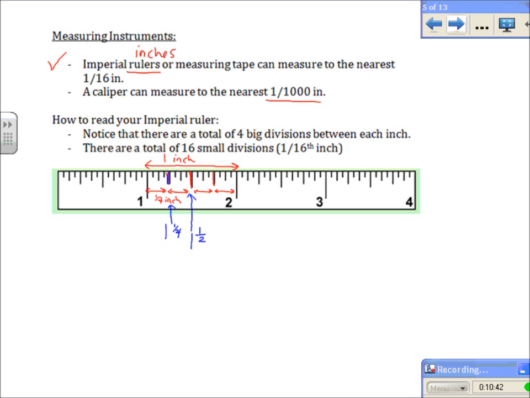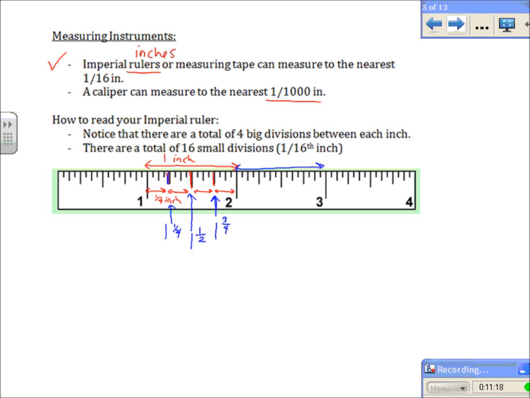And then this last one here would be reading 1 3/4 inches. All right. There's a lot of divisions on an imperial ruler. So there's 4 major ones there. So if you're measuring something that lands right on one of those 4 divisions, then we can read the measurement just by simply knowing that each one is worth 1/4 of an inch, we could figure out the measurement.